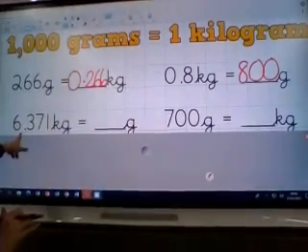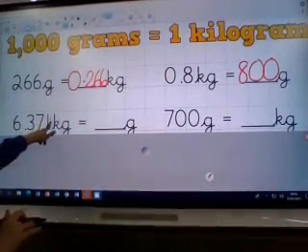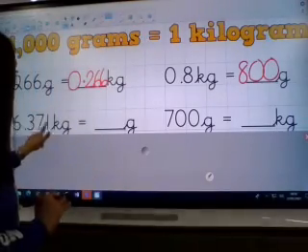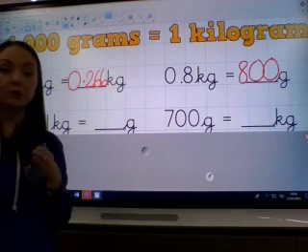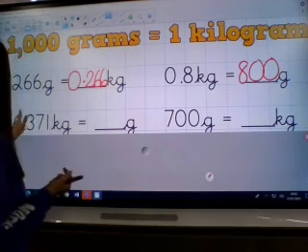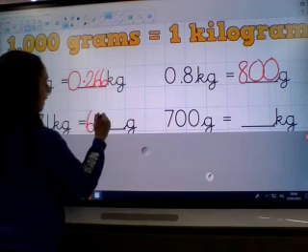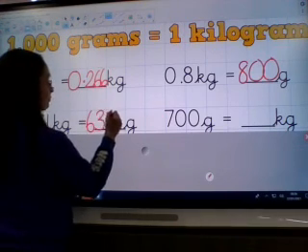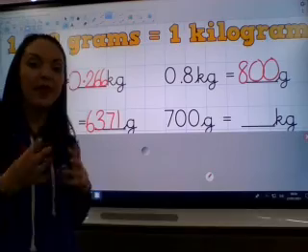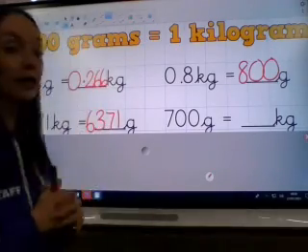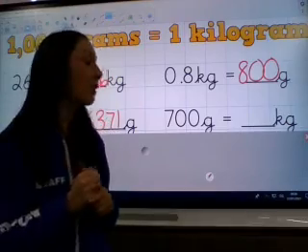Okay? This one then, 6.371, we are going from kilograms to grams, so we are multiplying again. And remember, if you're multiplying, the number's got to get bigger, hasn't it? So the decimal would move to after the 1, but we know that 6,371.0, that 0.0 doesn't mean anything, it's worthless, so we don't need it. The answer can just be 6,371.